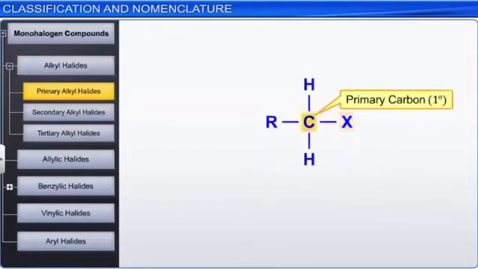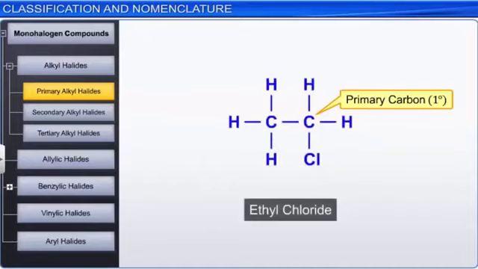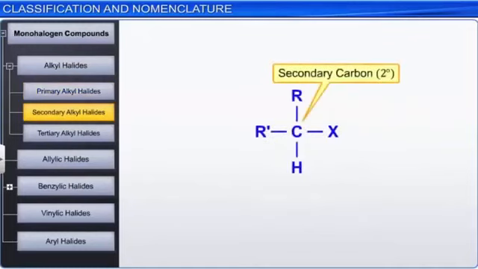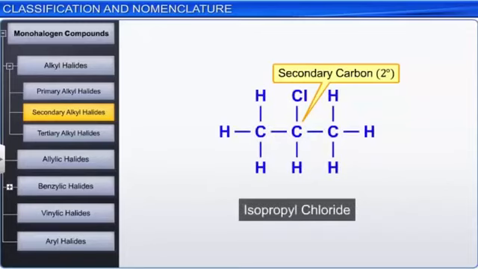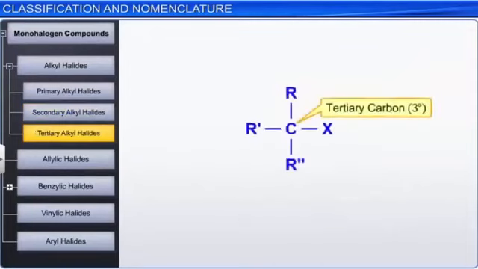In secondary alkyl halides, the halogen atom is attached to a secondary carbon atom. Isopropyl chloride shown here is a secondary alkyl halide. In tertiary alkyl halides, the halogen atom is attached to a tertiary carbon atom. For example, in tertiary butyl chloride, the chlorine atom is attached to a tertiary carbon atom.